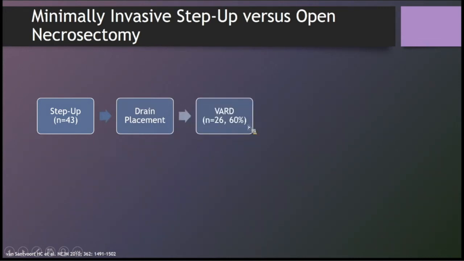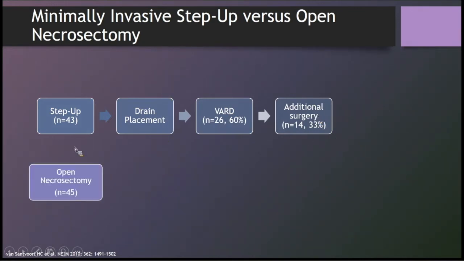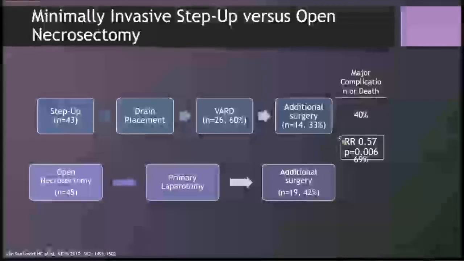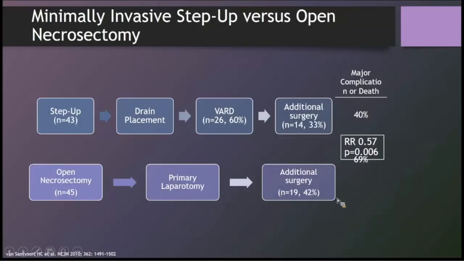And if they needed a VARD, they went and had that done. But drains alone were sufficient in many. 60% needed a VARD and 33% needed a little more surgery. The other group had open necrosectomy, again, they had the right indications. They got randomized to the open group. They got a laparotomy, and 42% needed more procedures. Major complications or death, this is like organ failure or death. This is a horribly morbid selection of patients. 70% of the open group had these outcomes, 40% in the VARD group. And a huge, obviously, difference in p-value. So that kind of took us away from open necrosectomy. This is why surgeons don't want these patients.